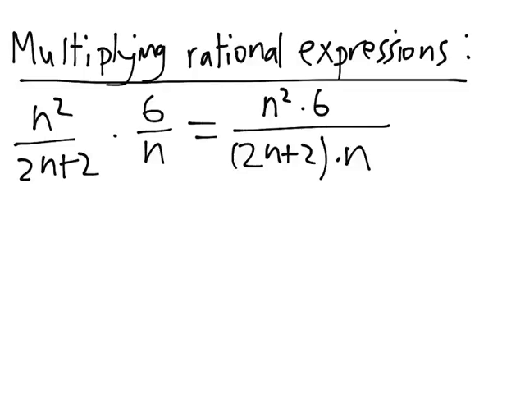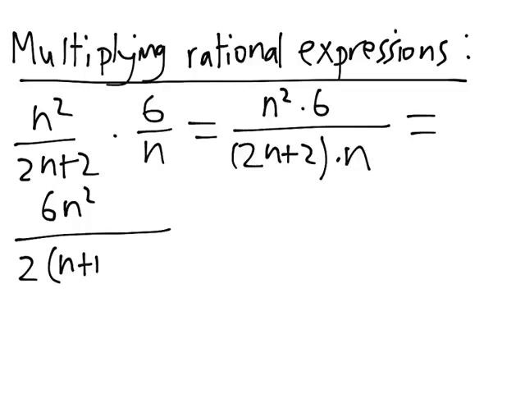And next we want to simplify. Since we're trying to cancel out factors on the top and bottom that are the same, we actually don't want to expand out these products. We want to factor them. So at the top, 6n² is fine. And on the bottom, we can take this 2 out of 2n + 2 and write it as 2 times (n + 1) times n.